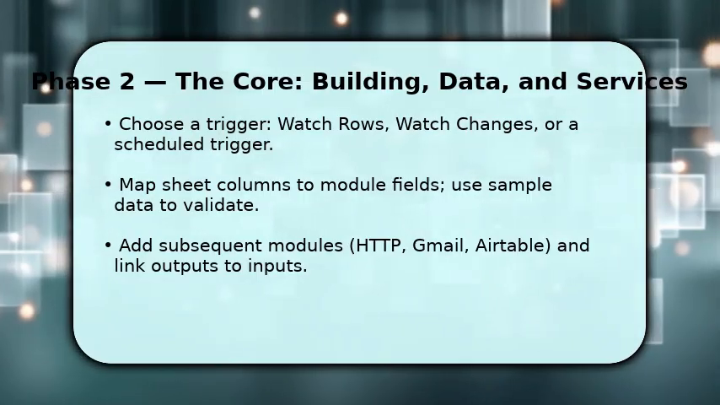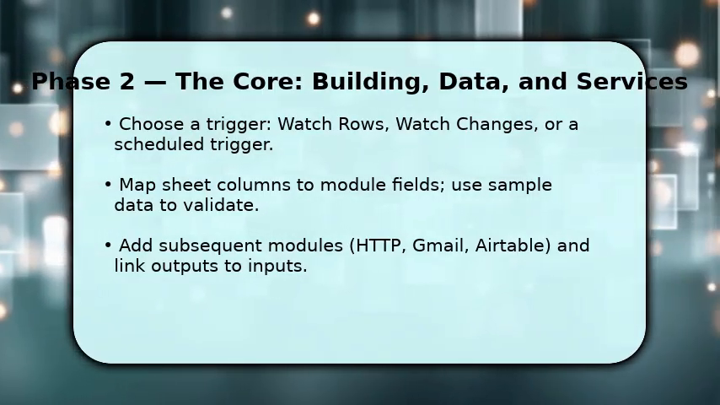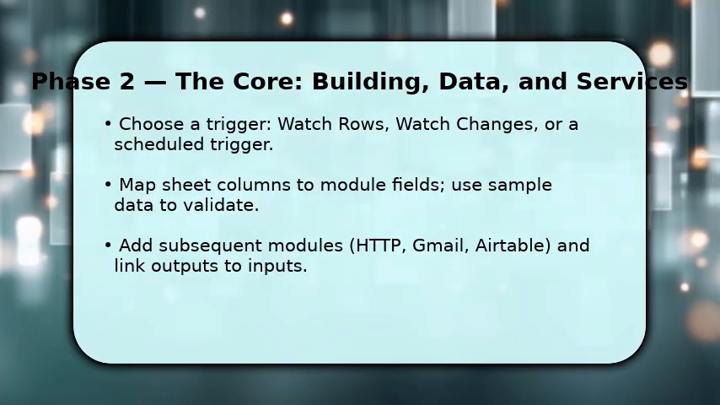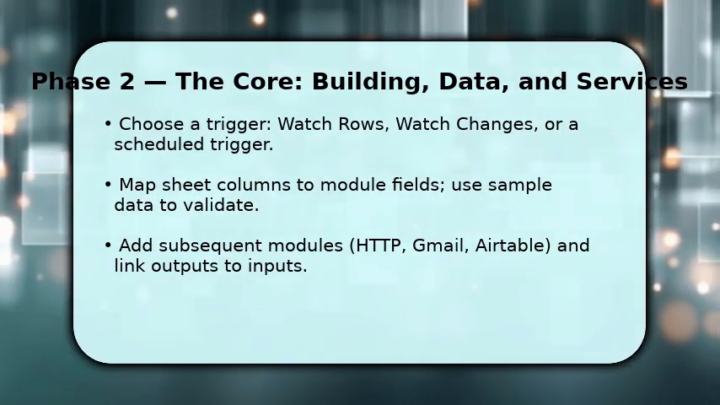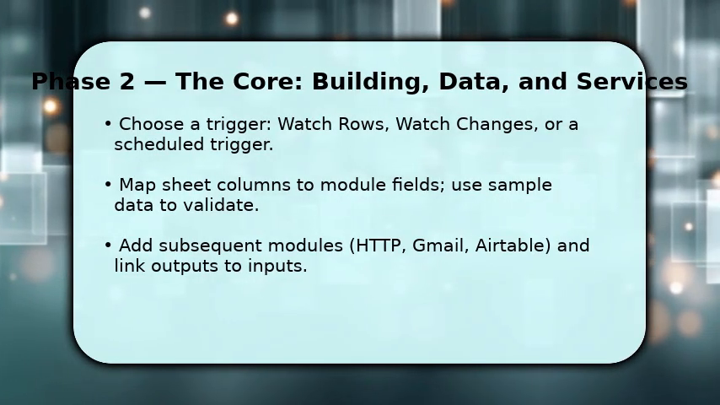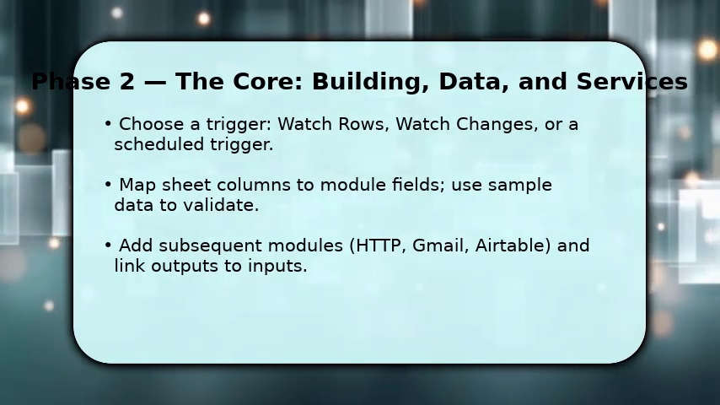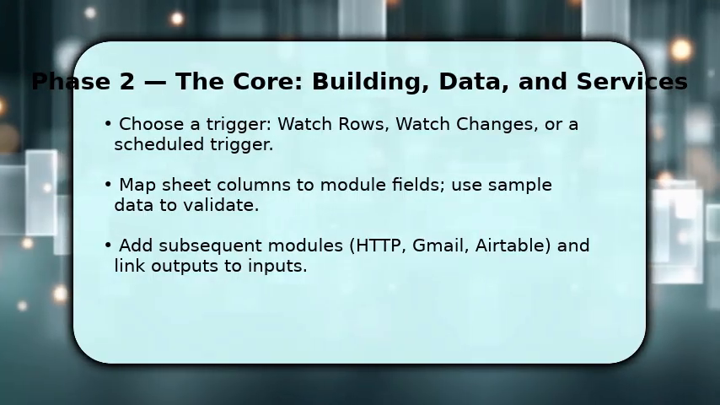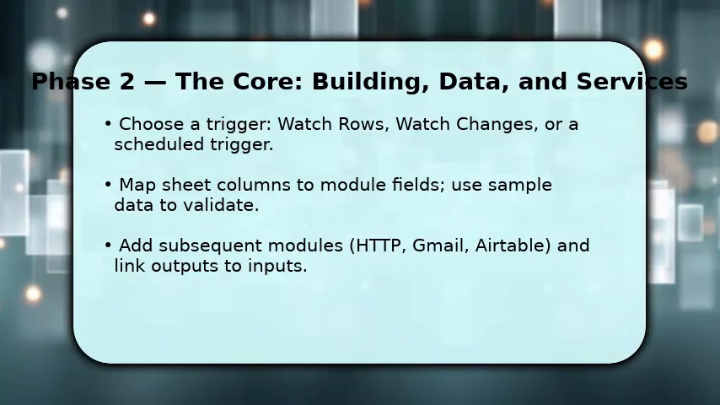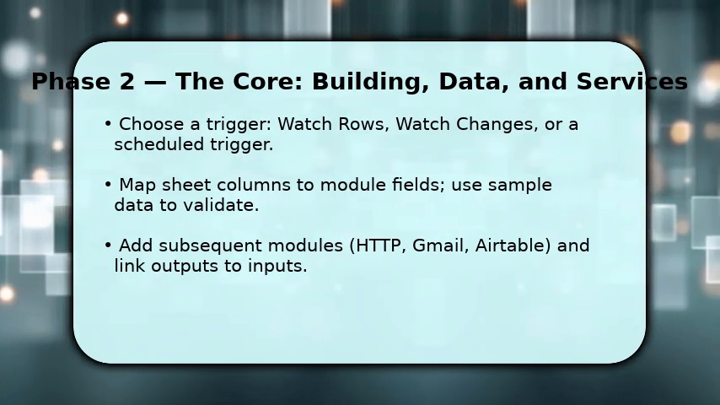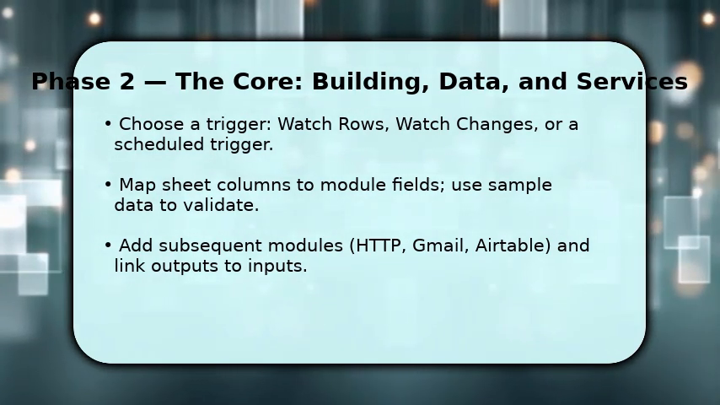Next, add actions. Map sheet columns to module fields by dragging or typing names. Use sample data to confirm types and formats. Then chain follow-up modules like HTTP, Gmail, or Airtable and connect outputs into their inputs. This creates the workflow. It ensures data flows correctly from Sheets into downstream services.